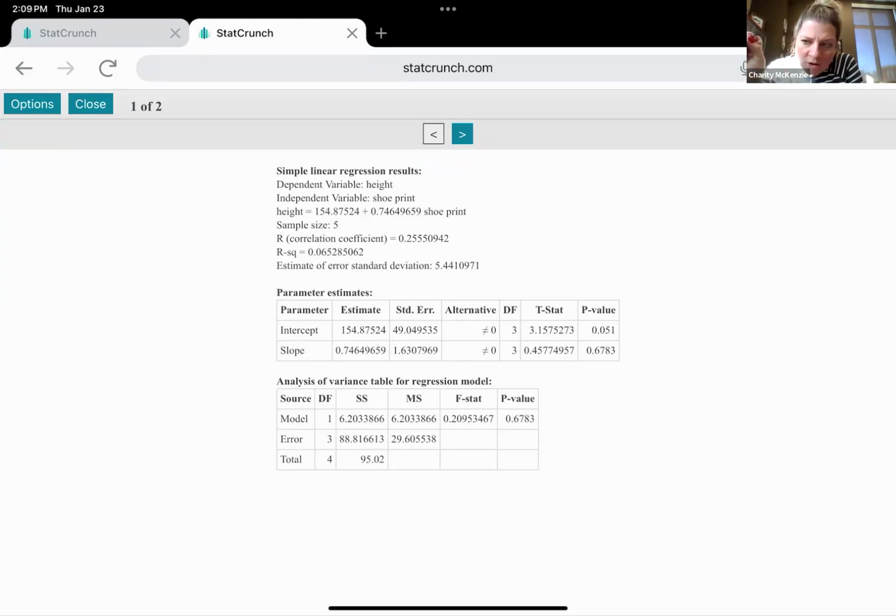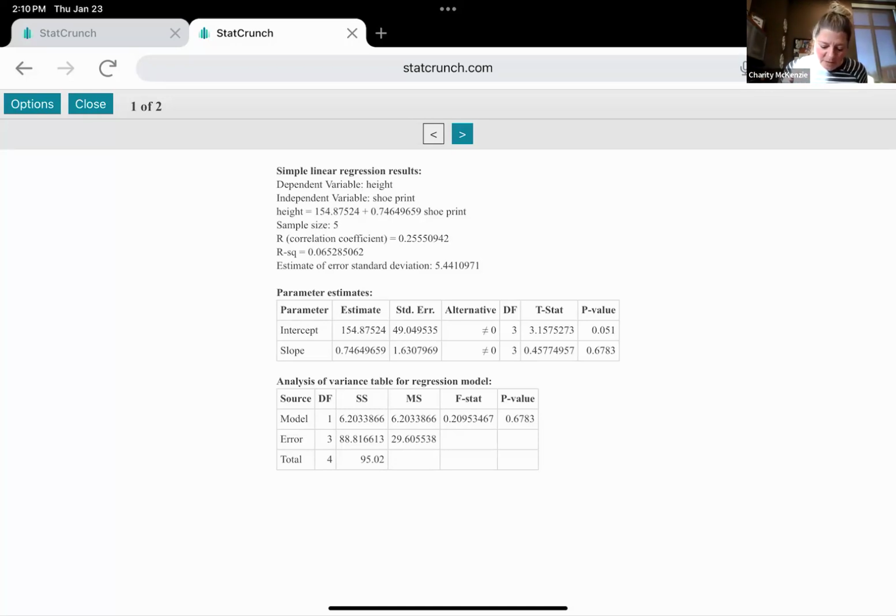It uses the words from your X and Y's. Instead of just Y equals MX plus B, it is giving you the words. The height is equal to 154 plus 0.74 times the shoe print. So I took their shoe print size, I can multiply and add, and I can estimate somebody's height based off this data. So that is your regression equation, right? And this is all in that regression area.